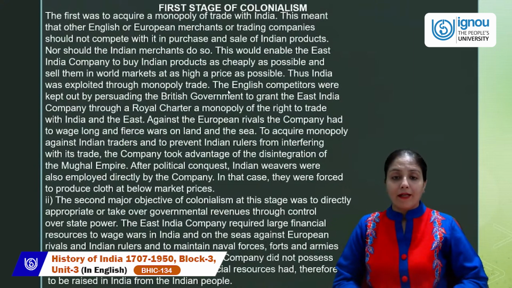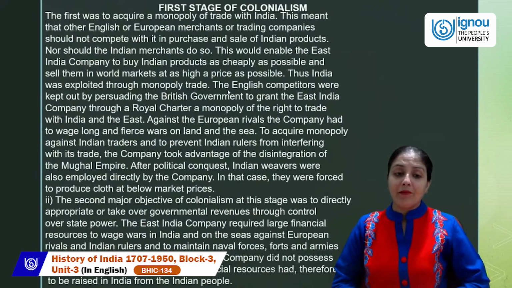The company took advantage of the disintegration of the Mughal Empire. After political conquest, Indian weavers were also employed directly by the company. In that case, they were forced to produce clothes at below market prices.